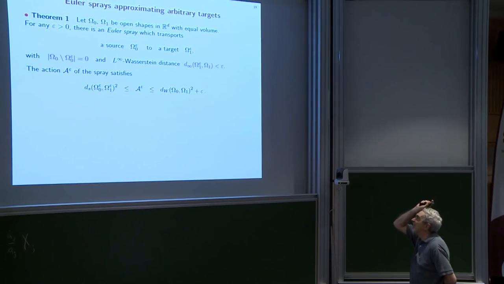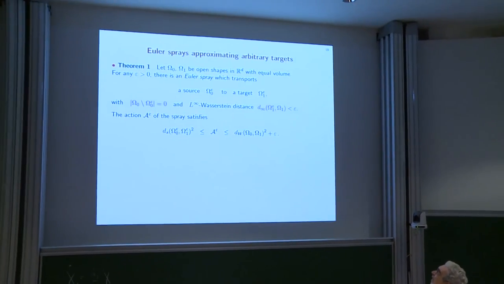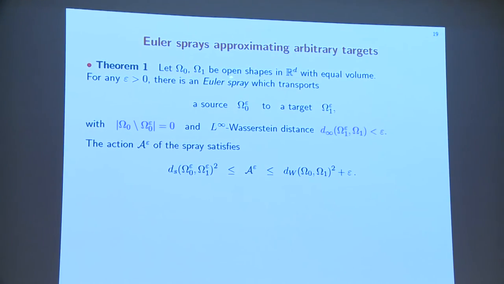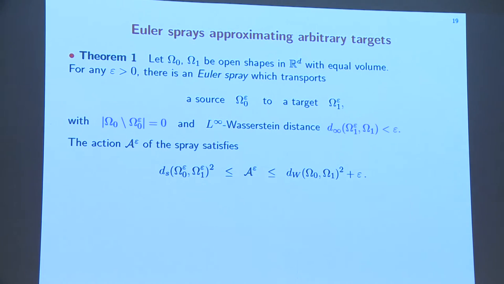Okay, so here's the result. Take two bounded open sets in R^d with equal volume. Then there's an Euler spray which connects a source which, up to a set of measure zero, agrees with omega 0, and a target which, in transport distance, is very close to the desired target omega 1. This is the L infinity Wasserstein distance. It means there's a map from omega 1 epsilon to omega 1 which moves every point by distance no more than epsilon. So it's close in the sense of displacement.